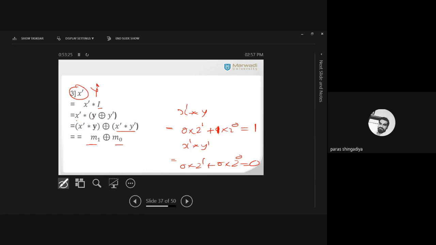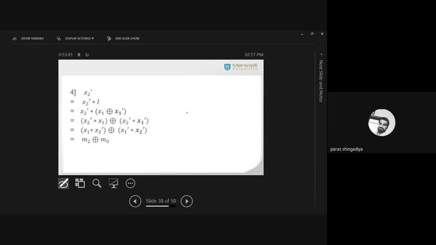ठीक है? Four type case will be there: x1, x2, x1 dash, x2 dash, xy, and x dash y dash for two variable case. ठीक है, ऐसा 8 possibility है आपके पास. Clear? And same that is for x2 dash is given as a fourth example. Clear? So आपको x1 create करना है, and then after you will get m2 ring sum m0 as a final answer. ठीक है?